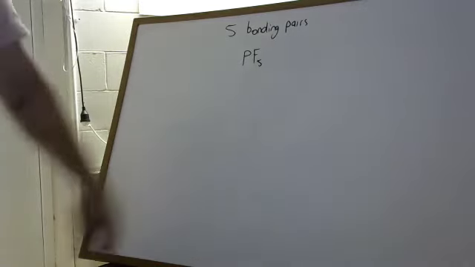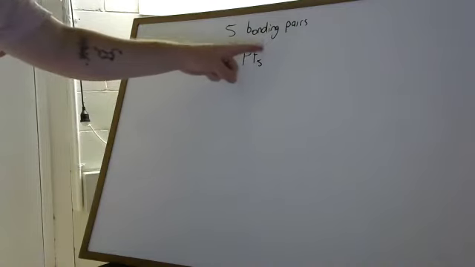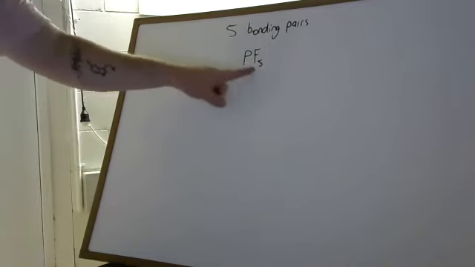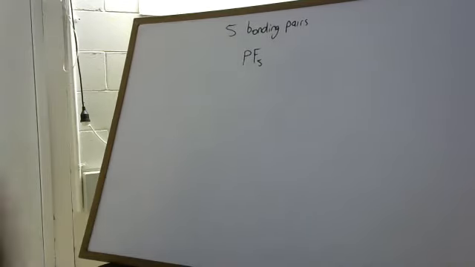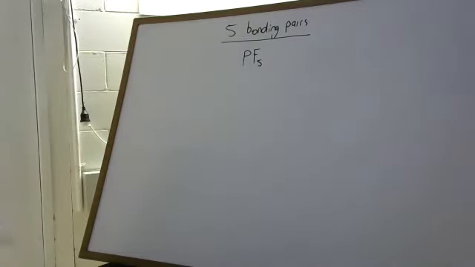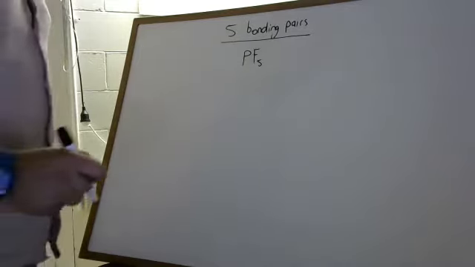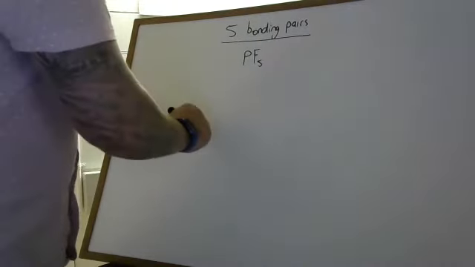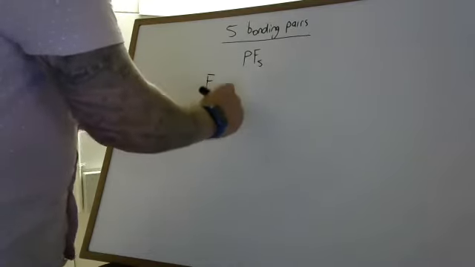How do I know it has 5 bonding pairs? Because it's 5 fluorine, and phosphorus should be group 5, otherwise I made a big mistake here. So PF5. So we have phosphorus in the middle. Just arrange our fluorine out like this.